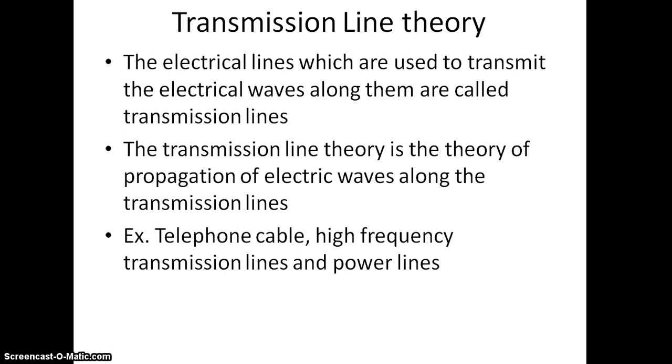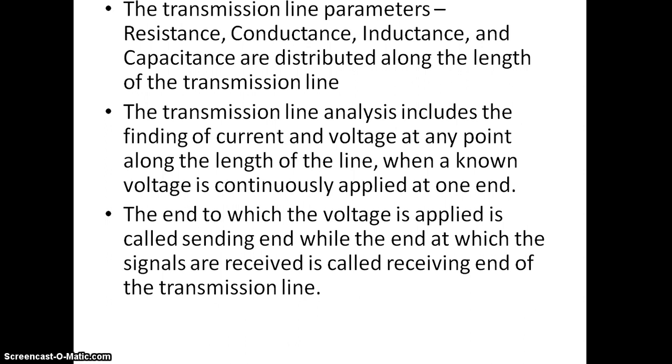The electrical lines which are used to transmit electrical waves along them are called transmission lines, and transmission line theory is a theory of propagation of electric waves along the transmission lines. For example, telephone cable, high frequency transmission lines, power lines, coaxial line, two-wire line. These are all examples of transmission lines.